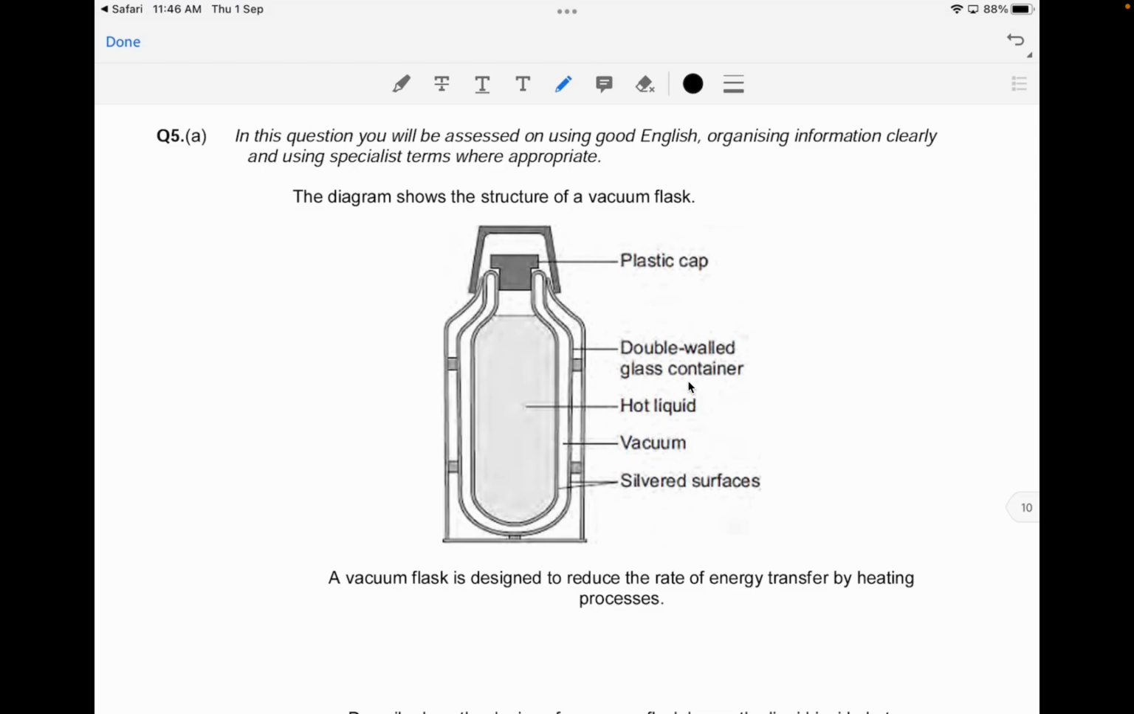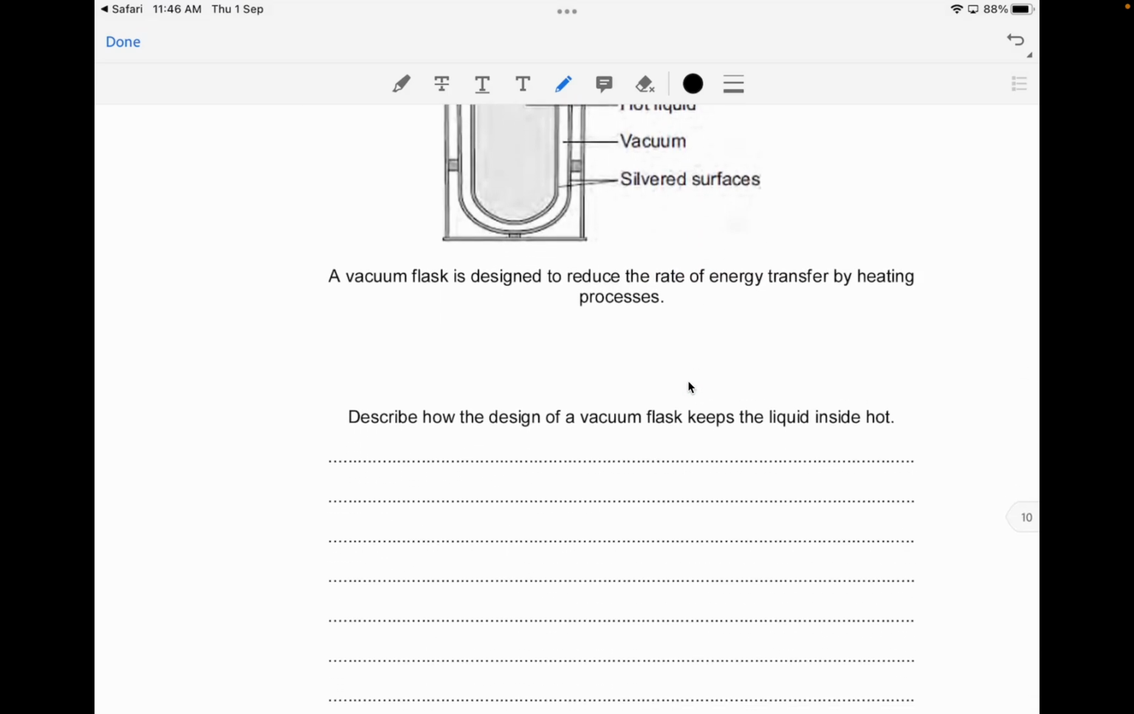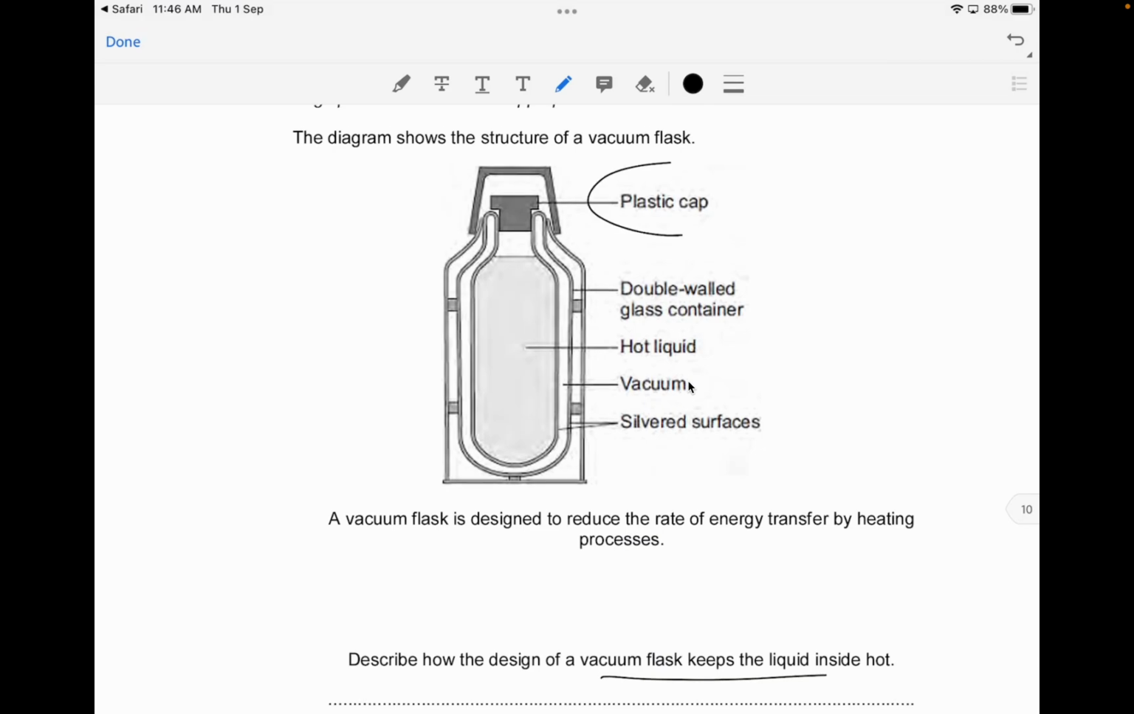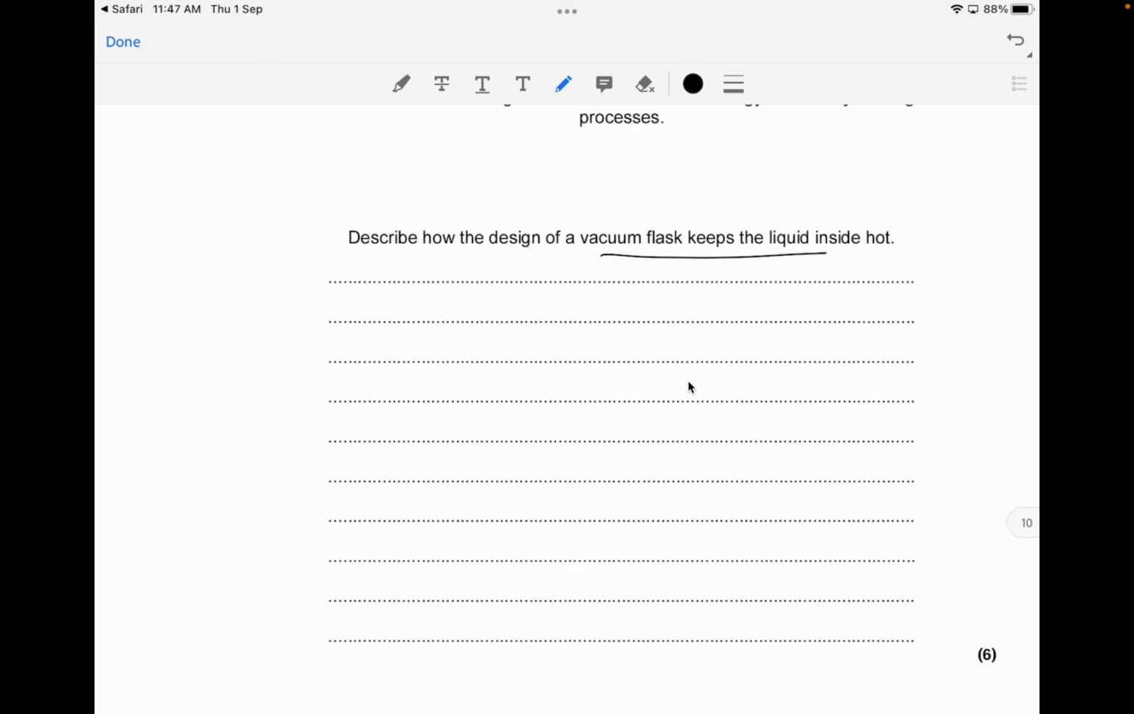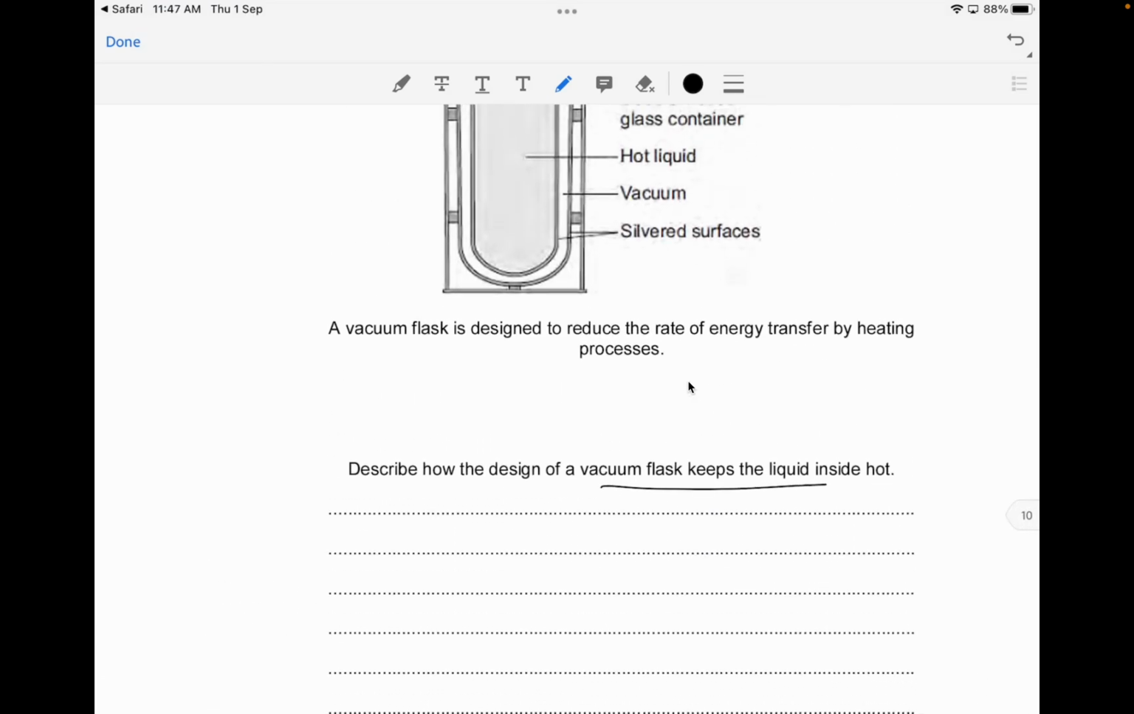Now the next question, guys. I've noticed this question come up in the textbooks of Oxford AQA or AQA. Here you have to use good English when describing a vacuum flask. You have to describe how the design of the vacuum flask keeps the liquid cool inside. You have to mention the use of each one of these parts, for a maximum of, I think, 6 marks. Yes, you have to describe each one of those points.